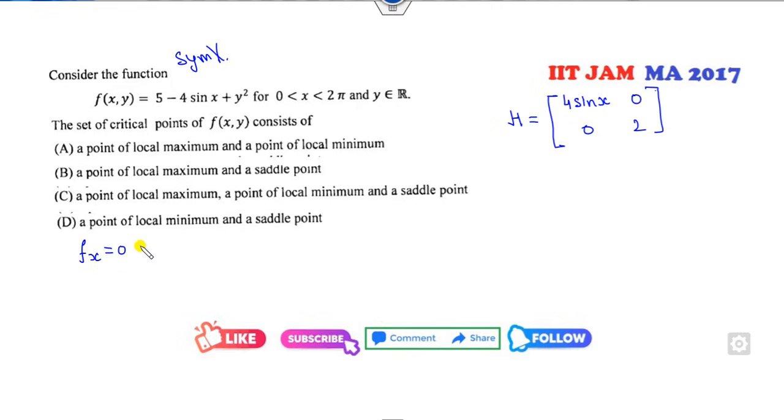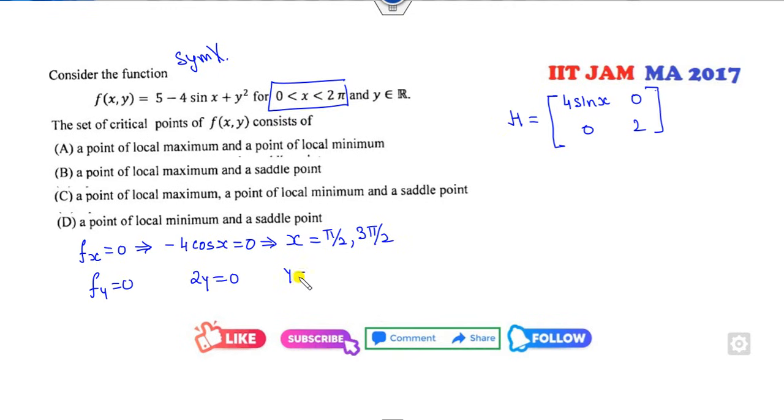What is the f of x is 0? It will be minus 4 cos x is 0. So what is the value of x in this domain? pi over 2, 3 pi over 2. What is fy is 0 means? 2y is 0. So that means y is equal to 0. So you have the 2 points: pi over 2 comma 0, 3 pi over 2 comma 0. So I call this point my A, this point my B. So what is the value at the point A?